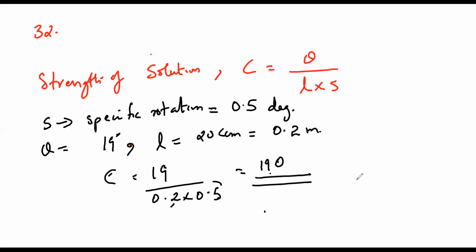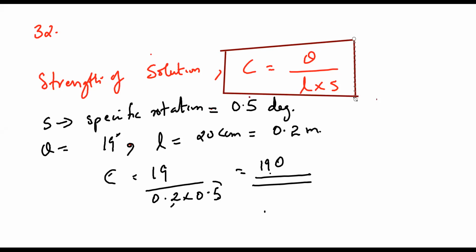30-second question. Okay, so once again I'll explain this thing. This is the formula: C is equal to theta by Ls. I'll just draw this thing. C is the strength of the solution, theta is the degree given, L is length, S is specific rotation.